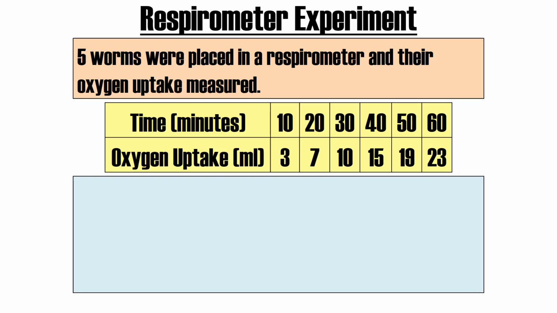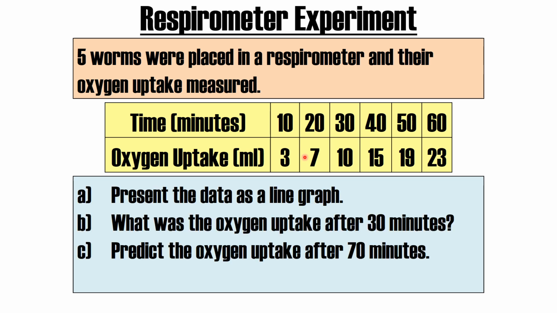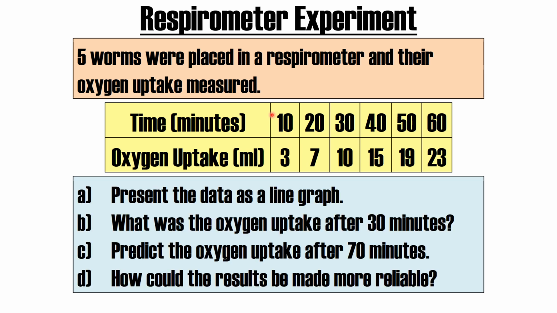Okay, next up, this is just a little wee bit of problem solving. 5 worms were placed in the respirometer and their oxygen uptake was measured. You can see that over time the oxygen uptake is increasing, so they're carrying out respiration. A few things here. Present the data as a line graph. What was the oxygen uptake after 30 minutes? Predict the oxygen uptake after 70 minutes, and how could the results be made more reliable? So press pause and have a try at that.